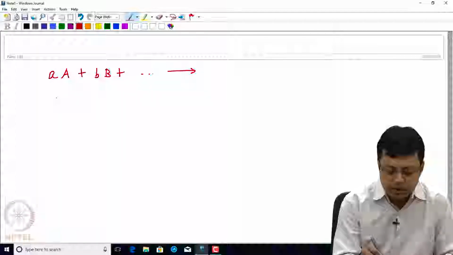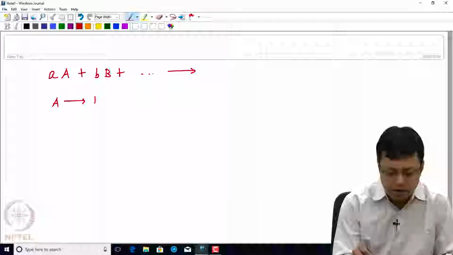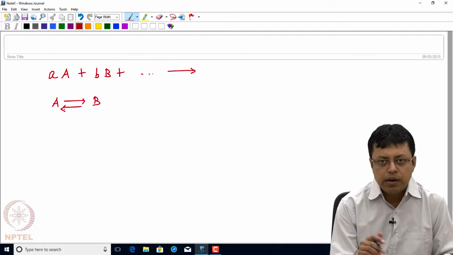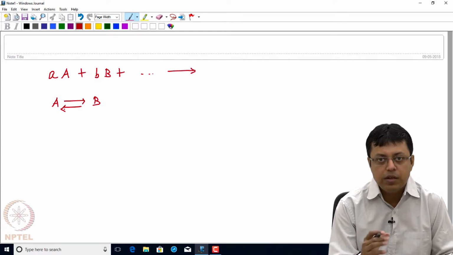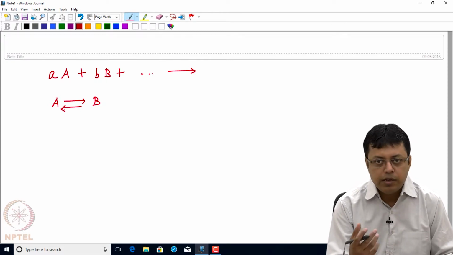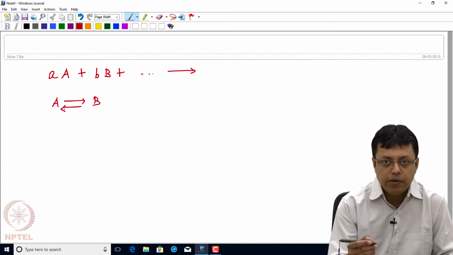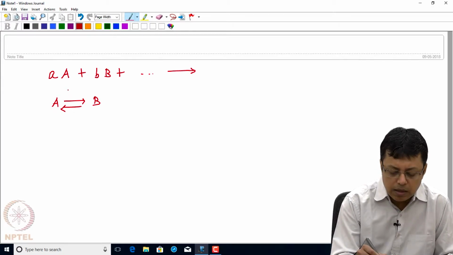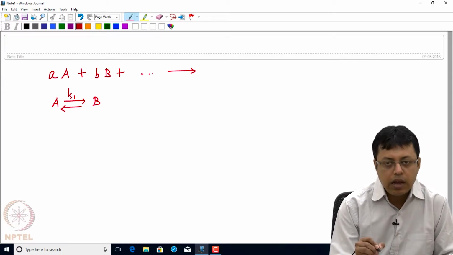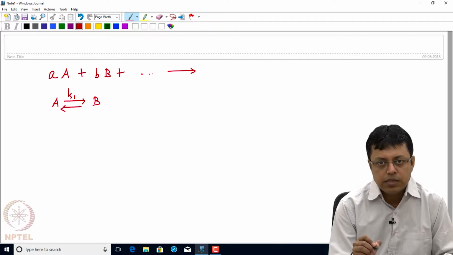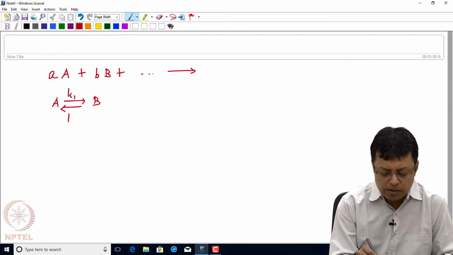Now let me start with a very simple example. Suppose A is going to B and B is also giving back A, and the stoichiometry we are just taking here to be 1:1 to avoid complications. But it's not too complicated because you can always absorb the stoichiometry into your rate constant and redefine a new rate constant. Now suppose for the forward reaction the rate constant is K1. For the reverse reaction I'm just writing it as K minus 1.